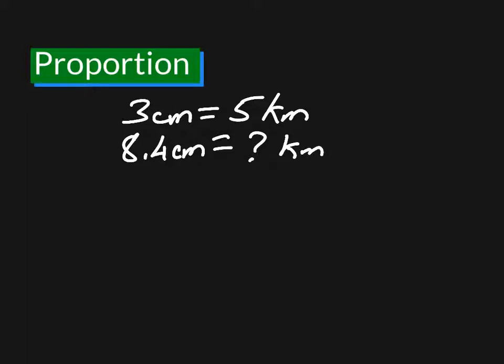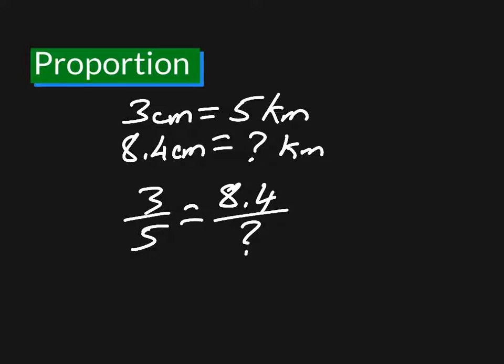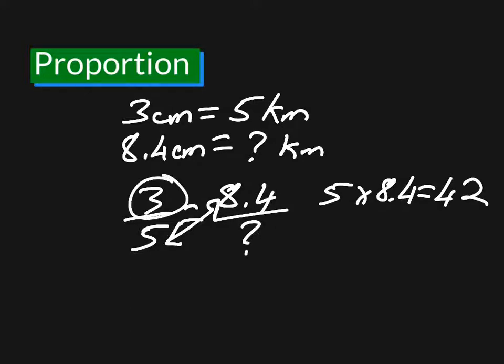Okay, so what we're going to do is set up the proportions, set up the ratios. So it's 3 to 5 is going to be proportionately equal to 8.4 to something. And we want to know what that something is. So again, we're going to cross multiply 5 times 8.4, which is equal to 42. And then we're going to divide by this one that's left over. So 42 divided by 3, and when you work it out, you'll find it's 14. So the answer is 14 kilometers.